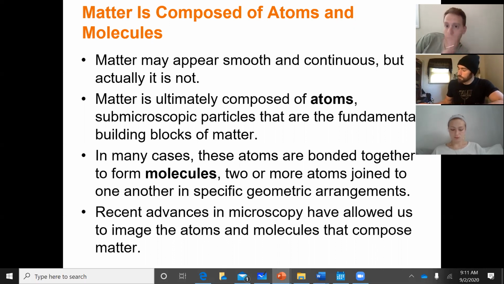Atoms are the building blocks of matter. Just like letters are the building blocks of words and sentences and stories, atoms are the building blocks of compounds and material.